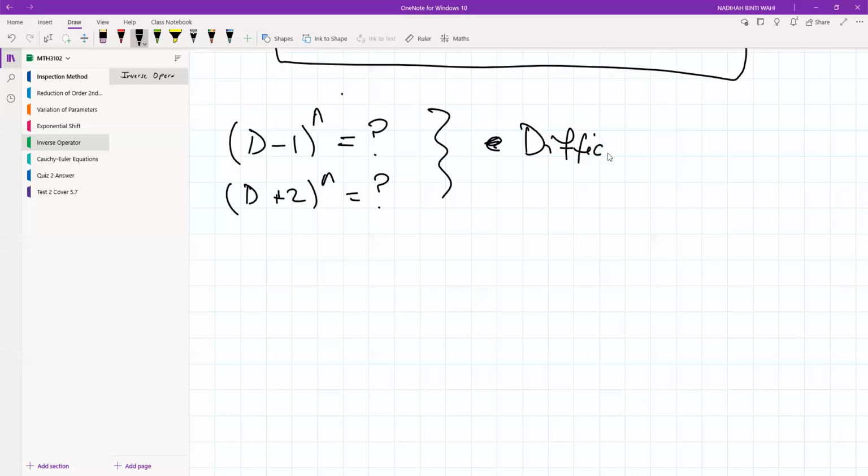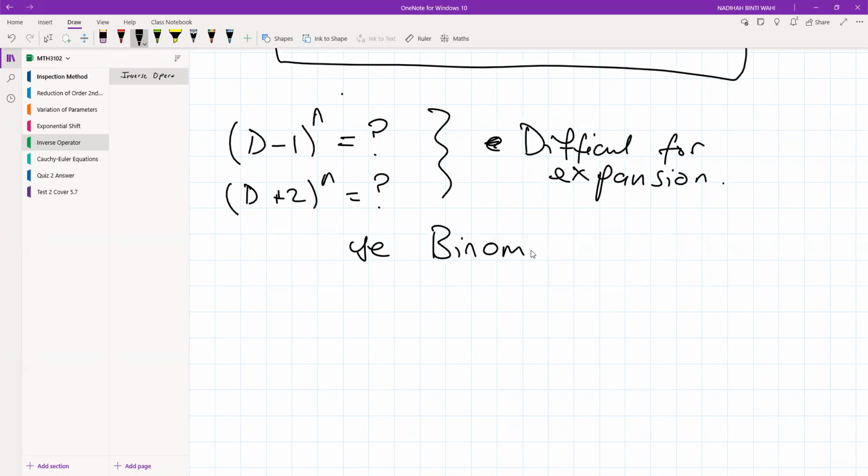Difficult for expansion. Kalau awak ingat tak ada masalah, tapi yang ni, kalau awak pernah dengar binomial operator, binomial expansion? So guna binomial expansion untuk expand benda ni, cuba dia dapat. Saya takkan jelaskan sebab awak boleh cari dalam internet pun boleh, how to expand ditolak 1, ditambah 2.